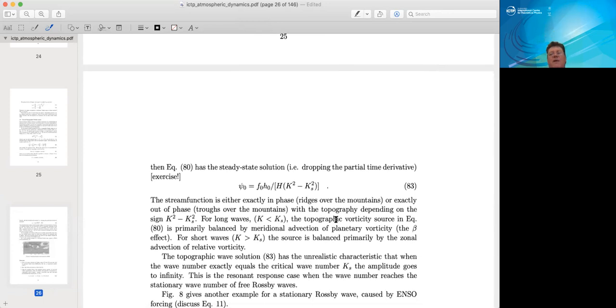So this means when our wave numbers are high, then the stream function solution is in phase. If k squared is larger than the stationary wave number squared, then the stream function solution will be in phase with the mountains, so we will have ridges over the mountains. Or if the wave numbers are very small, then we will have exactly the opposite solution. We have troughs over the mountain.